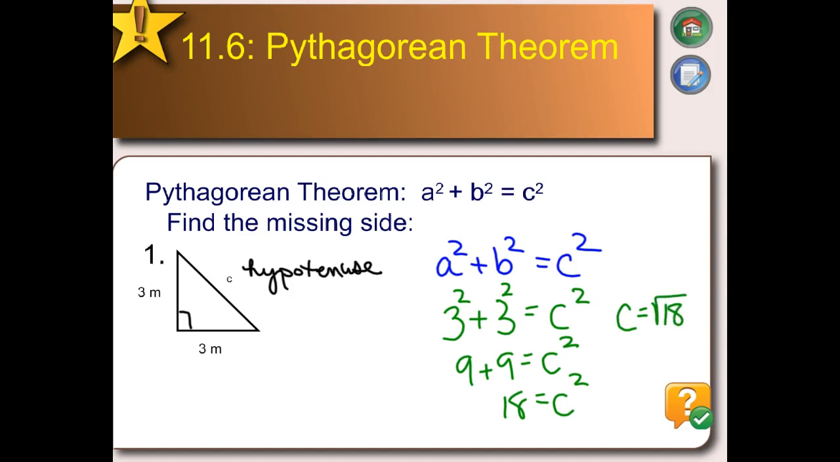And now, here's what I need you to remember to do. If I can simplify that radical, and 18 is not a perfect square, we need to simplify that radical. So C is going to be 3 root 2. Remember, we've been doing this for about a week now. This is 9 times 2. 9 is my perfect square, so we get 3 root 2.